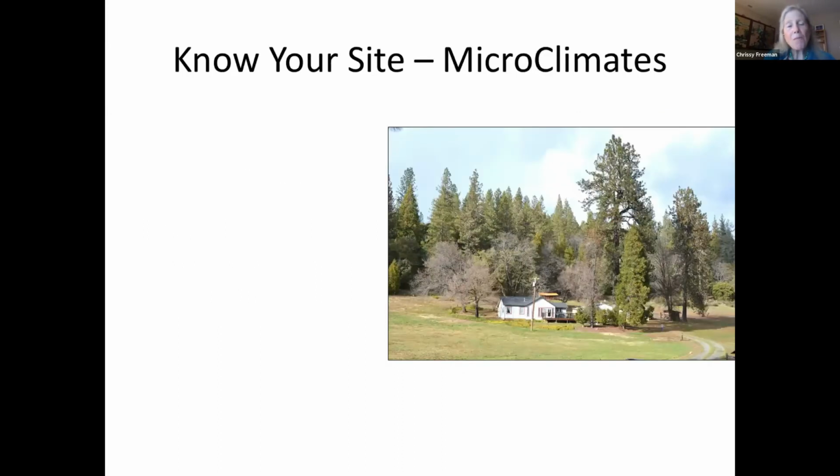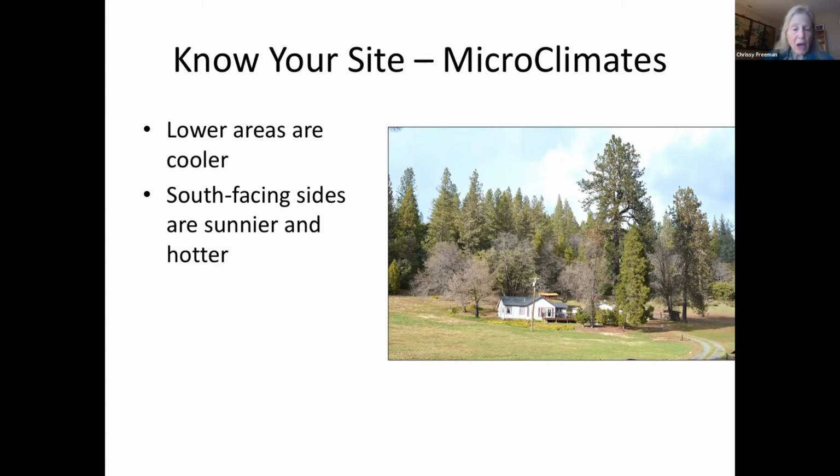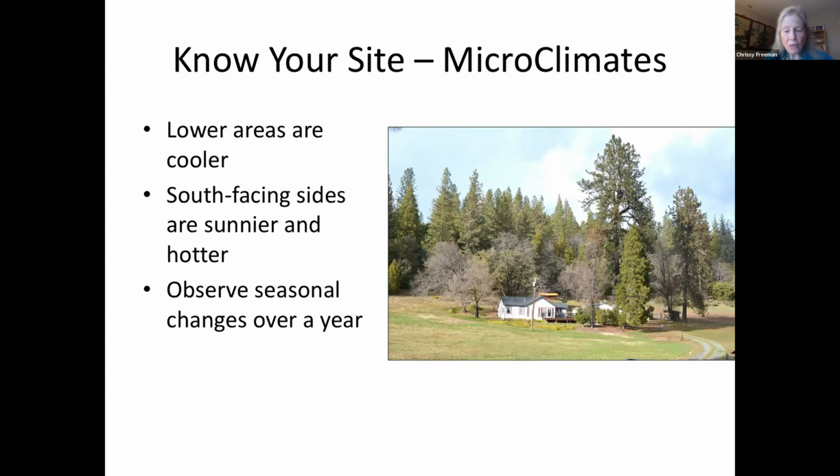So then microclimates. Microclimates is a way of understanding that different areas on your property have different small aspects of climate. Lower areas are cooler because cool air sinks, warmer air rises. Certain areas, like the sunny side, as we talked about, are sunnier and hotter. Some areas are moist and dry. Some are more frozen, and that will tell you where there's moisture. And again, observe over the course of the year.